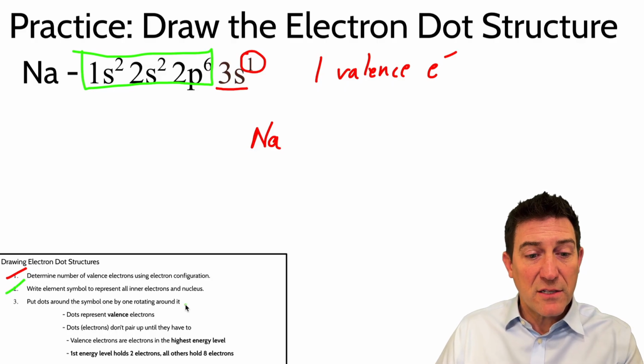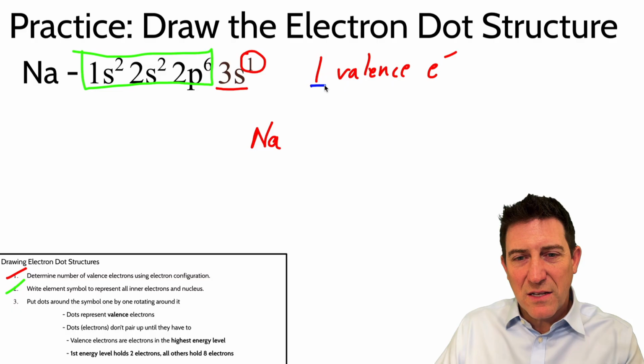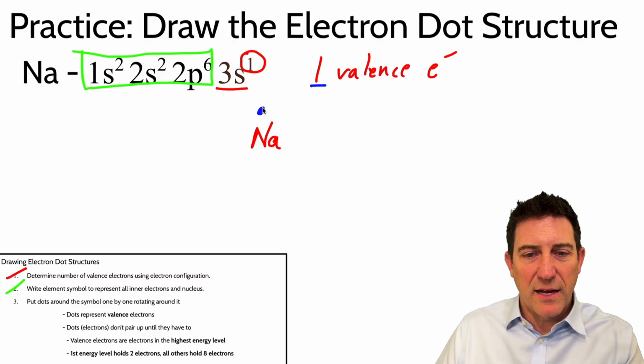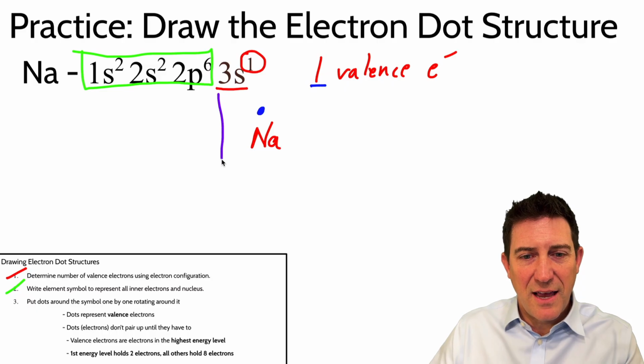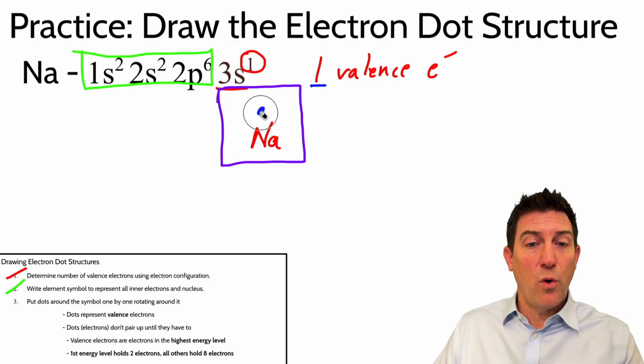Then we're going to put dots around, rotating until we've used them all up. Now this one's pretty simple, right? Because look, we have 1 valence electron to use, and there's our sodium. So we'll put 1 valence electron. And this is the Lewis dot structure or the electron dot structure for sodium. Let me clarify a couple things. I put the 1 electron right here, but it doesn't have to be there.